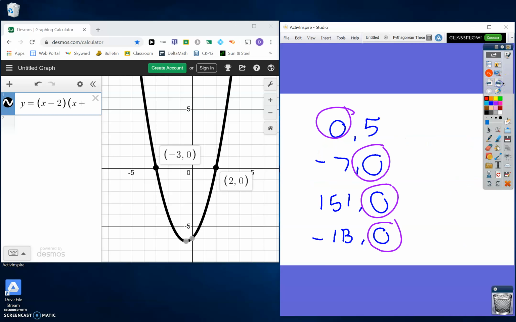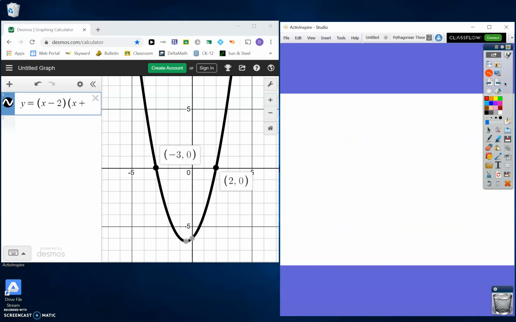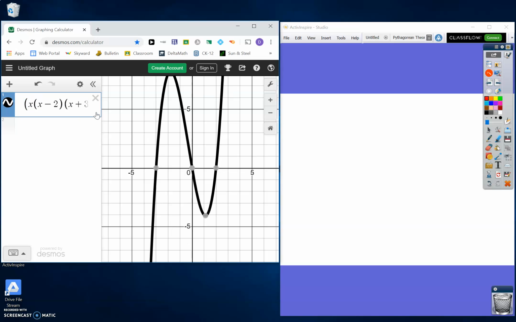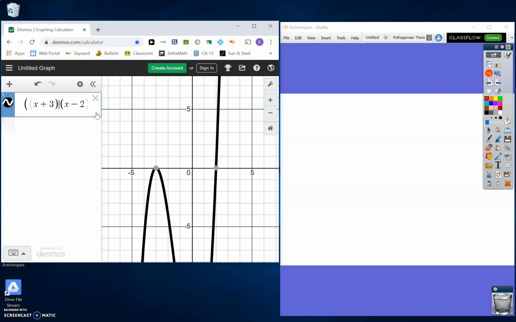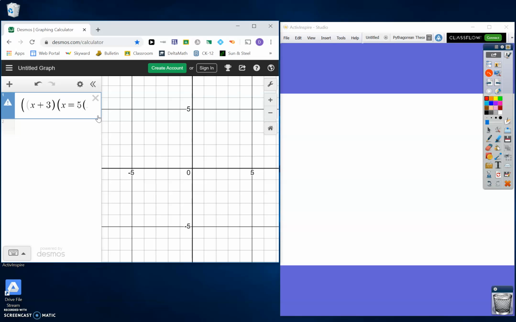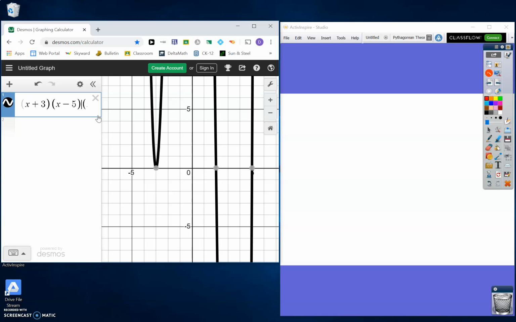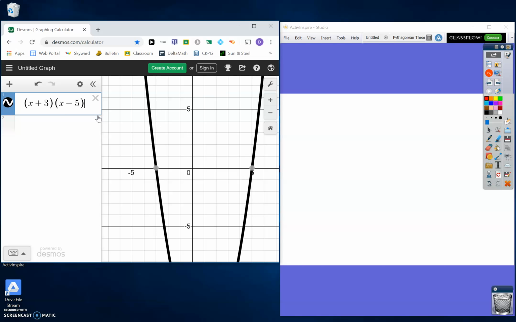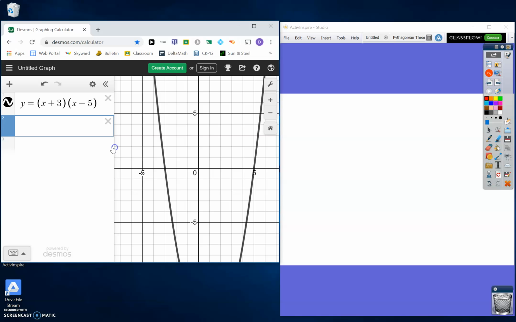So you're going to be looking at equations in 2 different ways. One is if I type it out, let's write a new one here, x plus 3, x minus 5. So where does this equation cross the x-axis? In other words, what does it take to make it 0? Well, you can look on the graph and you can tell right here. -3 is one of them, and 5 is one of them.